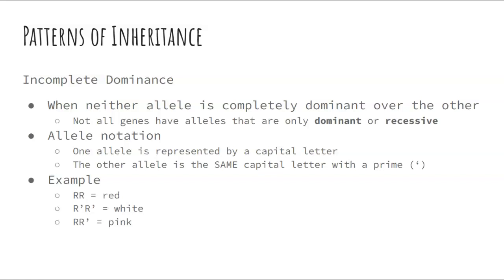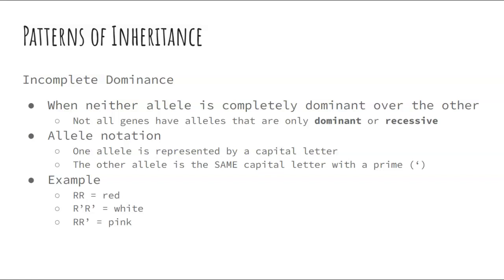The first pattern of inheritance we're going to talk about is incomplete dominance. What this basically means is that neither allele is completely dominant over the other. Going back to Mendel's law of dominance, not all genes have alleles that are only dominant and only recessive. In this case, the way that we show the alleles is we use the same letter for both types of alleles. It's just that one of them has a prime, and one of them is just the uppercase letter by itself.